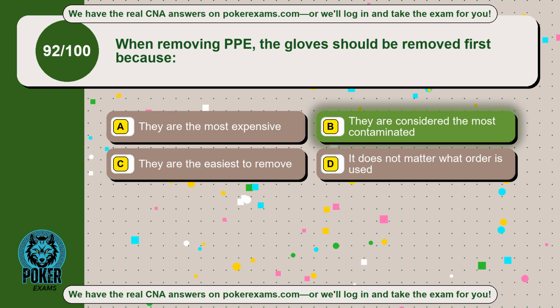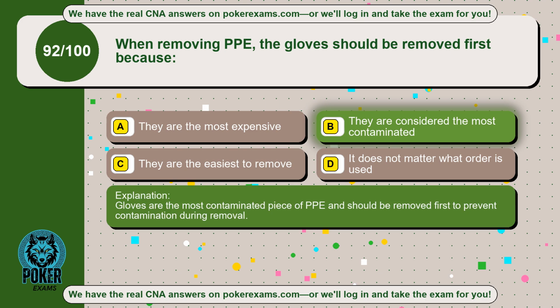The correct answer is option B. They are considered the most contaminated. Gloves are the most contaminated piece of PPE and should be removed first to prevent contamination during removal.